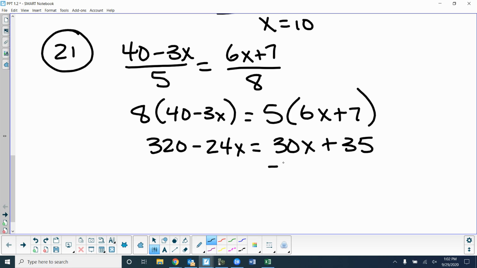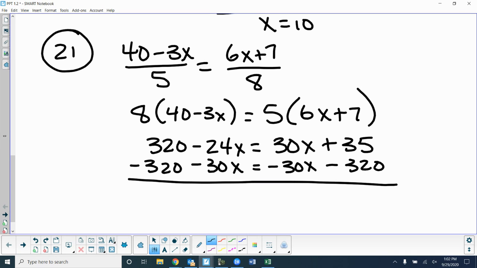So I want to subtract 30x to get the x's on the left. I'm going to also take the 320 to the right. I'm just doing 2 steps at once. So I subtract the 320. So that's gone, and that's gone. I get a negative 54x on the left, and a negative 285. Is that right?